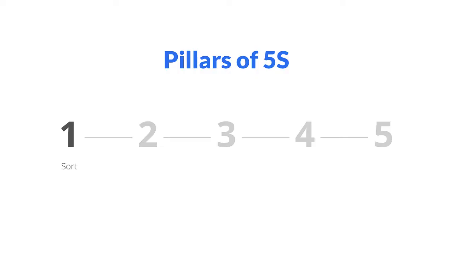The first pillar is sort. Sort forms the foundation for the other steps in the 5S system. If you haven't sorted, you'll spend more time and attention on the other steps down the line. The goal of sorting is to leave behind only the necessary items that are needed to complete the work.